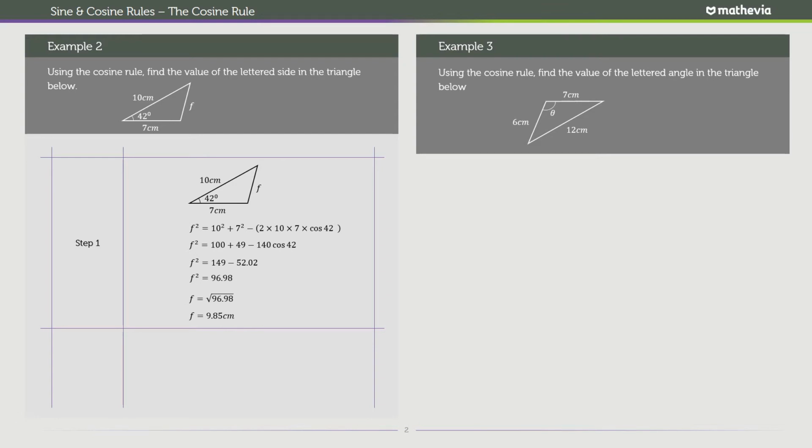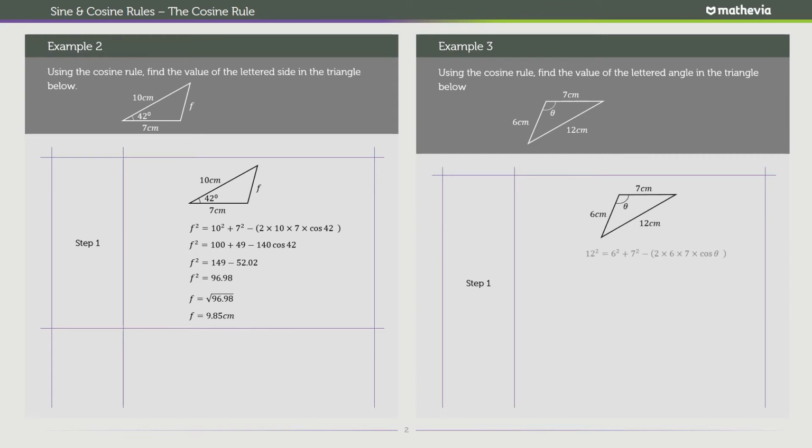Using the cosine rule, find the value of the lettered angle in the triangle below. So we have theta, and theta is bounded by these sides. We have the two bounding sides, 6 and 7 centimeters, and we have our third side, 12 centimeters. So from the cosine rule, we have 12 squared equals 6 squared plus 7 squared minus 2 times 6 times 7 cos theta.